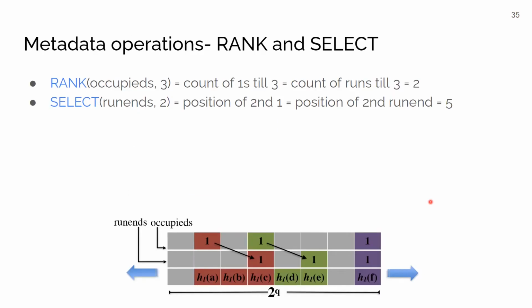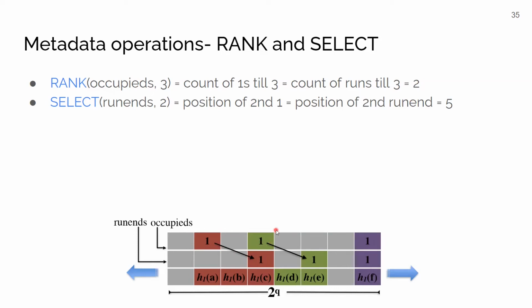Now let us look at two interesting operations, that is the metadata operations rank and select, which allow us to do the lookups. Both of these operations take a bit vector and a number as the inputs. Let's look at the first operation, rank. Rank of occupieds, 3 is basically the count of ones till position 3, which is also the count of runs till 3. So for example, the index 3 is here. So the count of ones is this one plus this one, which is 2. And so rank of occupieds, 3 will return 2.